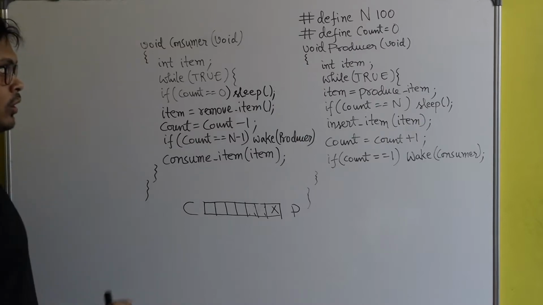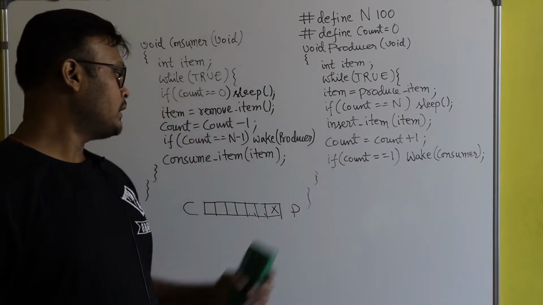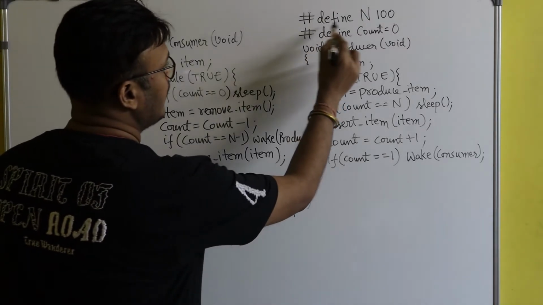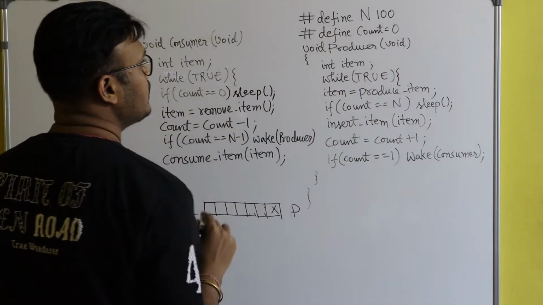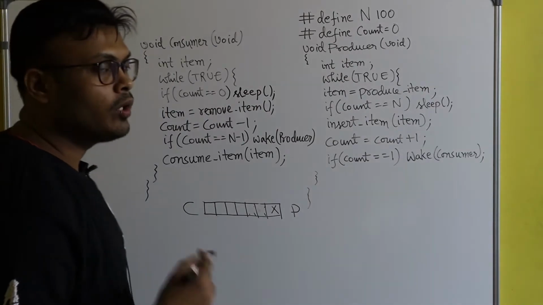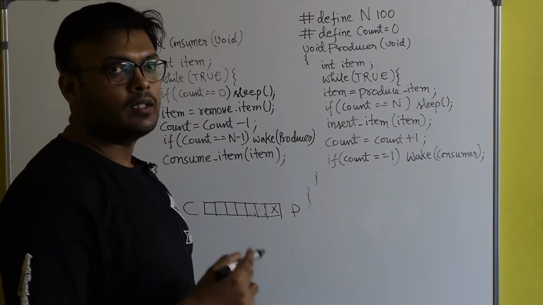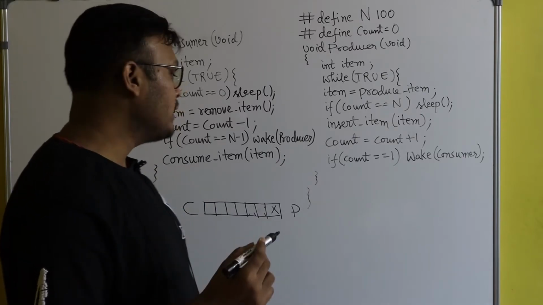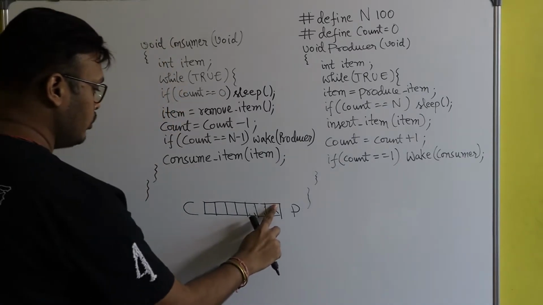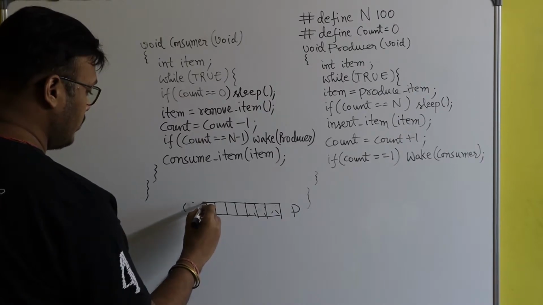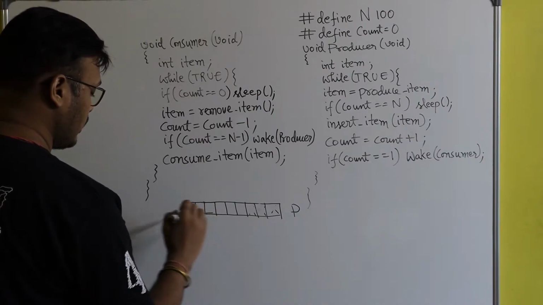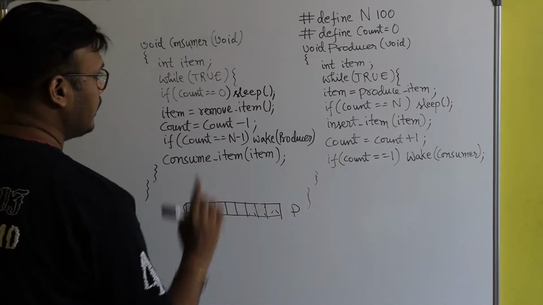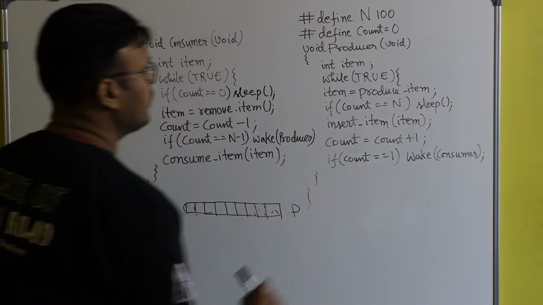Now it's better to analyze the code. Here you can see I have written #define N 100. It means the size of the buffer, the number of slots present in the buffer. For example, just think there are 100 empty slots in the buffer: 1, 2, 3, 4 up to 100 slots.